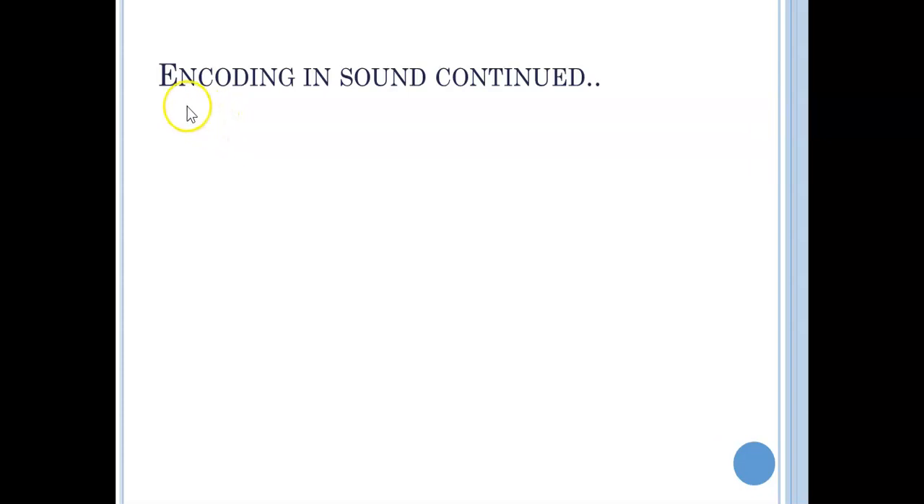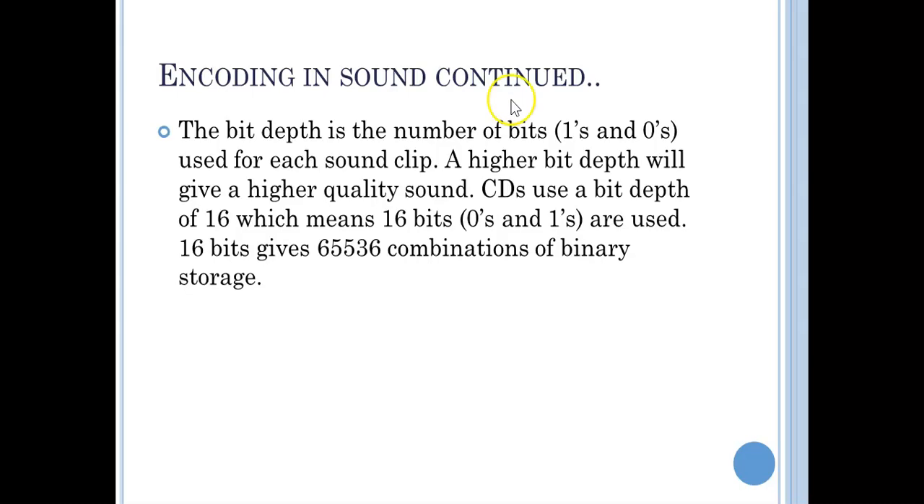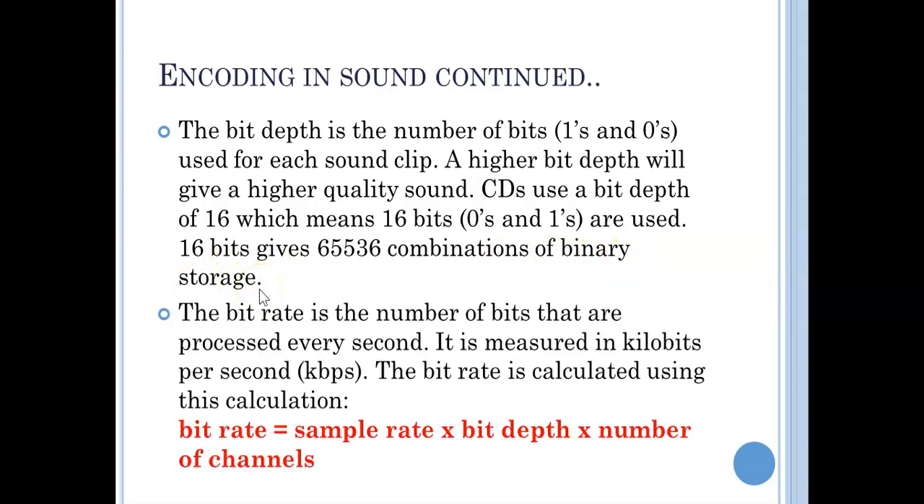And the last slide of information, encoding in sound continued. So continuing from the previous slide, the bit depth is the number of bits, ones and zeros, used for each sound clip. A higher bit depth will give a higher quality sound. CDs use a bit depth of 16, which means 16 bits, in other words zeros and ones, are used. 16 bits gives 65,536 combinations of binary storage.